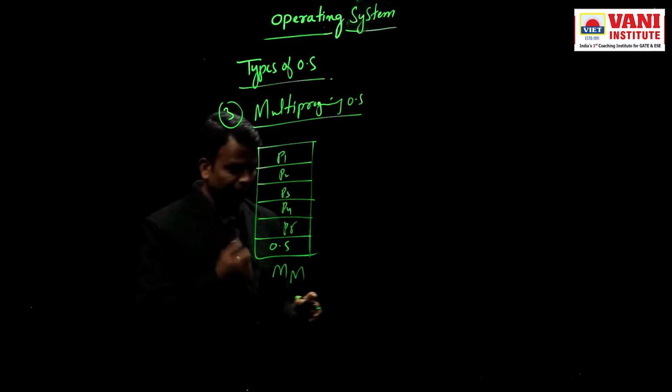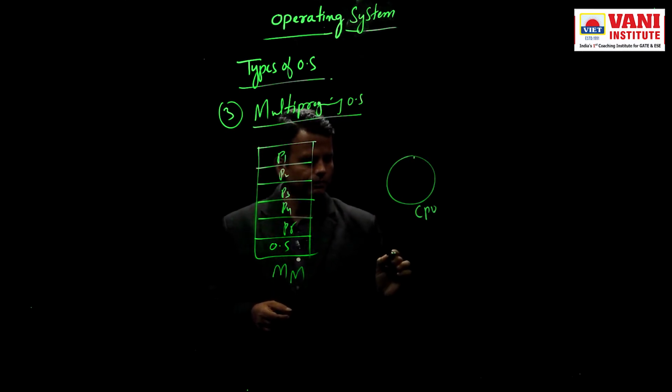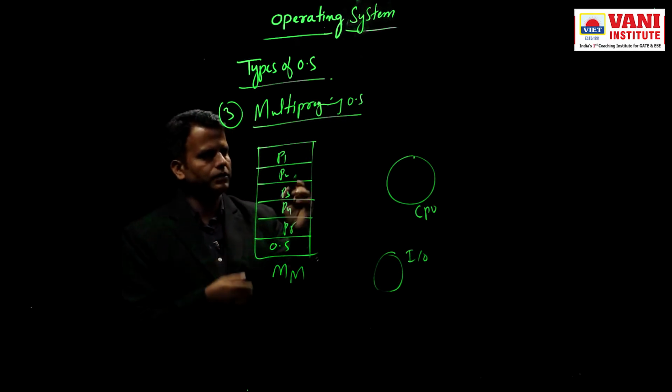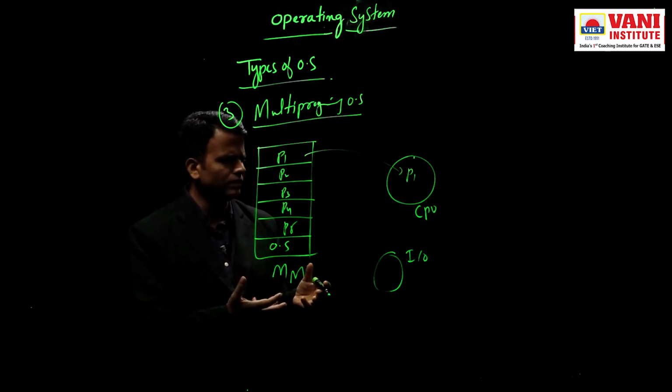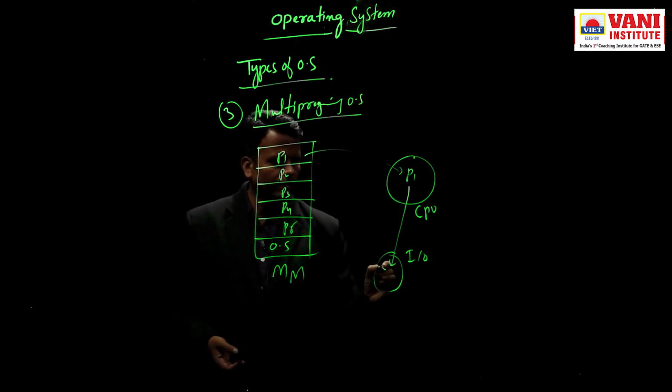Now let's see what is happening. This is the CPU and IO device. The operating system will schedule, suppose, process P1. Same thing we will discuss. After running for some time, process P1 went to the IO device.